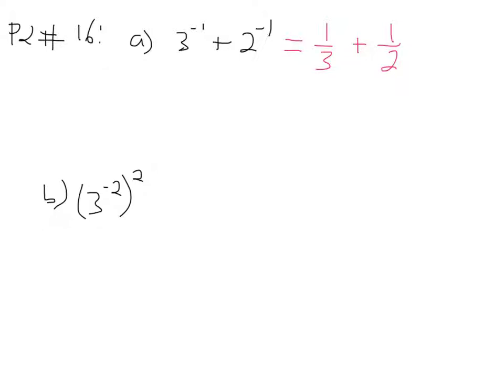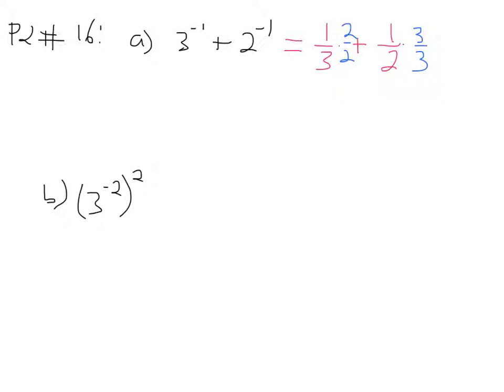So anything to the negative 1 is the fraction with that number on the bottom. Now what we need to do is a common denominator. 1/3 plus 1/2 doesn't play nice. So our common denominator will come if we multiply by our 1 in clever fashion, 2 over 2 here and 3 over 3 here.